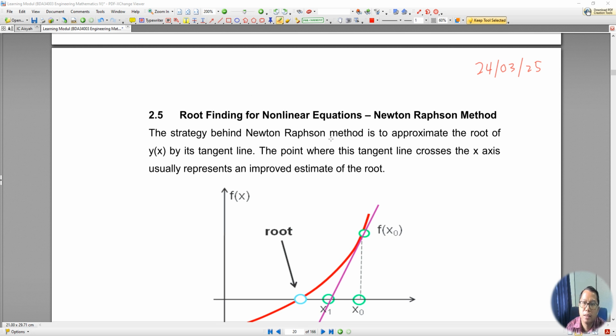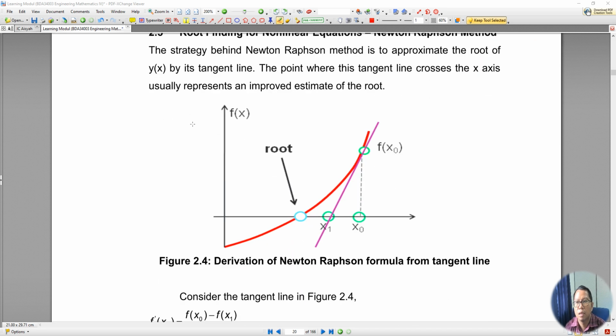The point where this tangent line crosses the x-axis usually represents an improved estimate of the root. Say we have f(x) and x, and we have a root here. Then we have a tangent line here, which I put in blue color. This is the tangent. Then we have x naught here, and then x1, maybe x2, and so on.